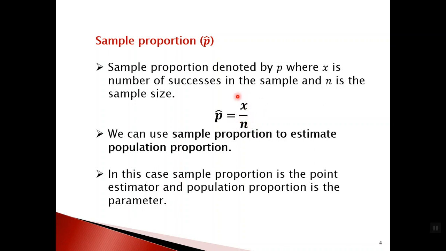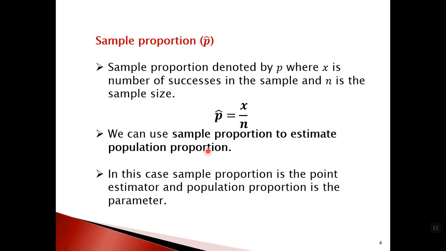Here the letters are lowercase: x over n, the number of successes in my sample divided by the sample size. We denote this proportion using p hat, so p hat means sample proportion. We use this sample proportion to estimate the population proportion. We use p hat to estimate p.